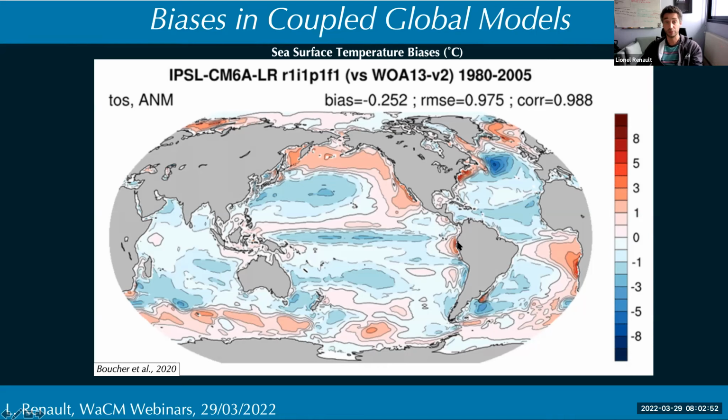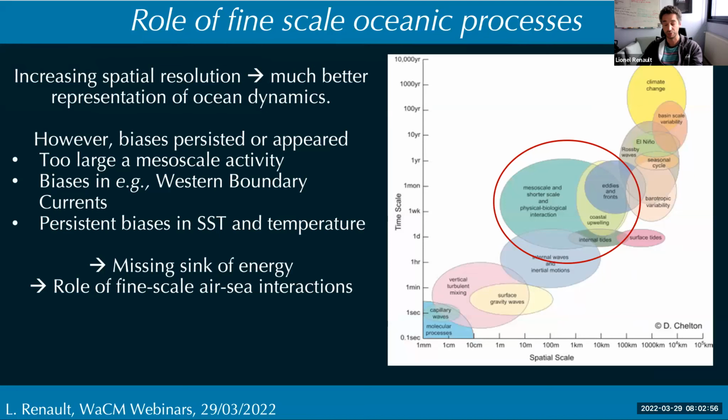We know that to explain those biases, some are due to the clouds, for example, but some of them are also due to the lack of fine-scale oceanic processes. By increasing the spatial resolution in our model, we do obtain a much better representation of the ocean dynamics, in particular of the mesoscale dynamics, but also of large-scale currents. However, some biases persisted or even appeared. For example, we have too large a mesoscale activity.